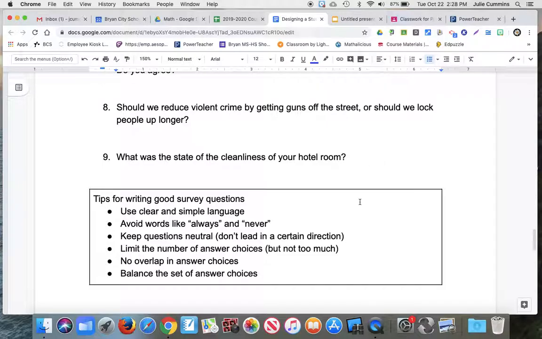And then there are some tips for writing good survey questions. This is going to be really, really important when you go to develop your own survey, of things that you should and shouldn't do in your choices. So fill out these 9 questions, and I will see you in class tomorrow.